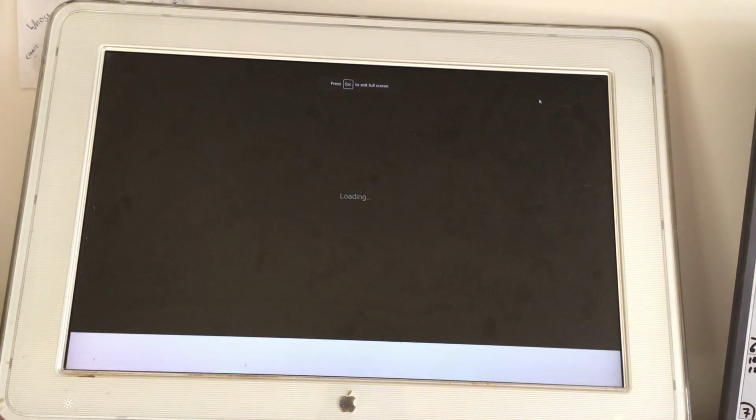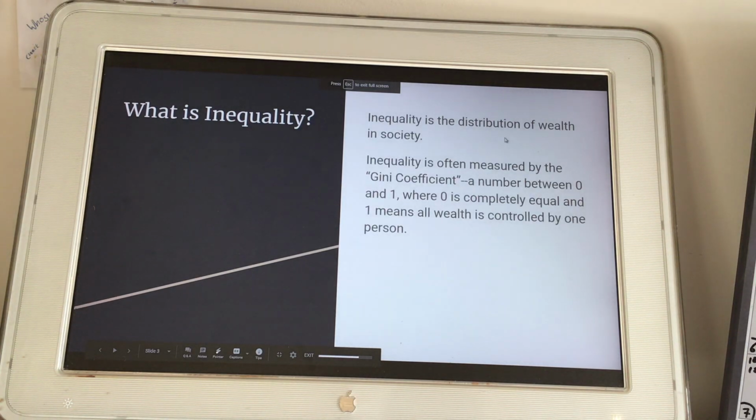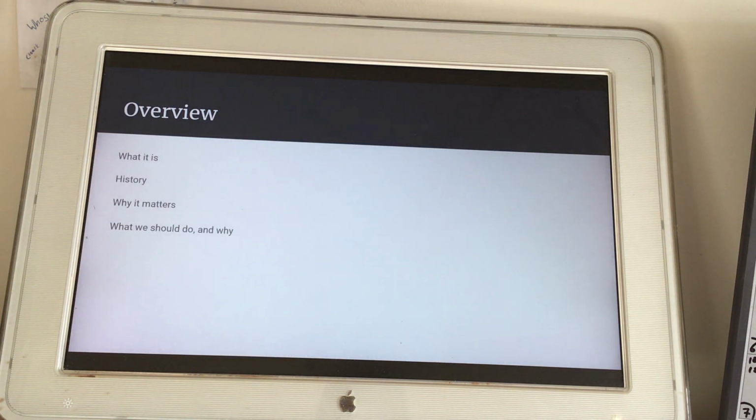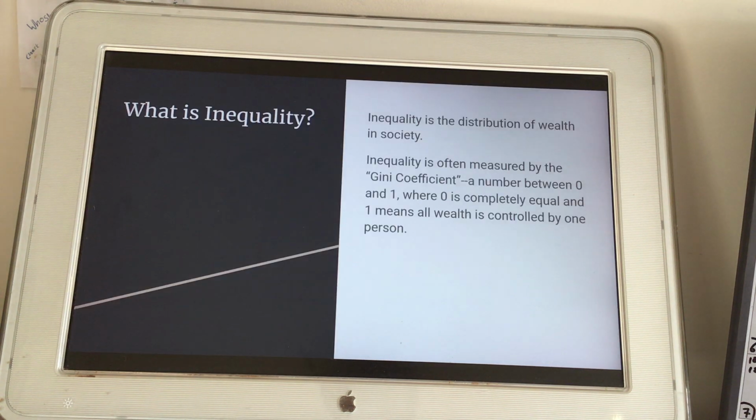Hello and welcome to my Econ 12 report on global inequality and why and how it should be reduced. We'll start with some history and definitions, go on to the problems with inequality, and detail several approaches to reduce it. Inequality is the distribution of wealth in a society.